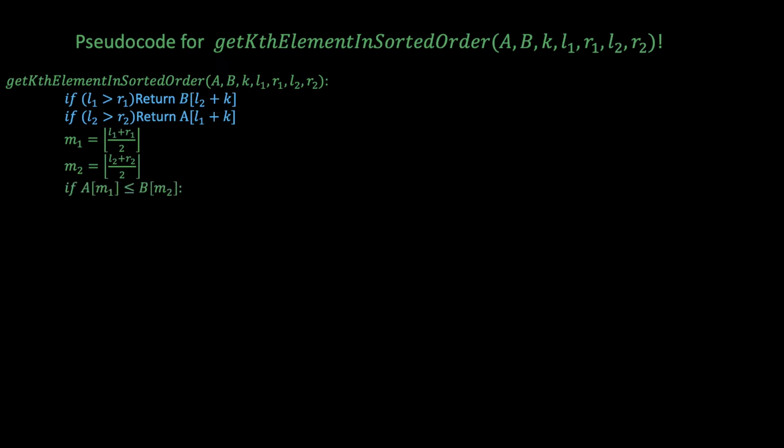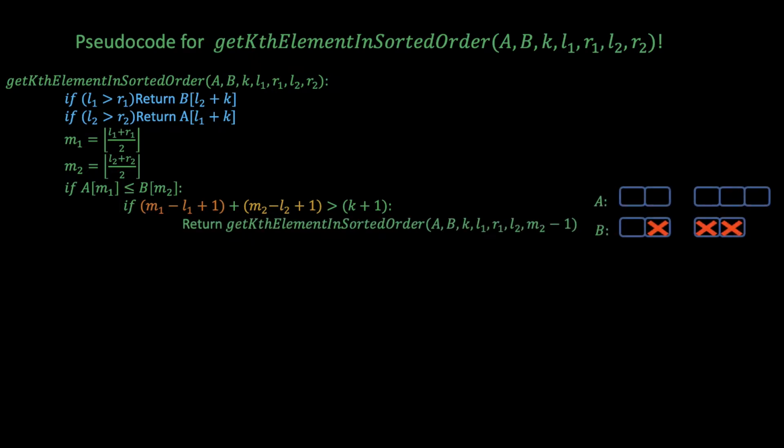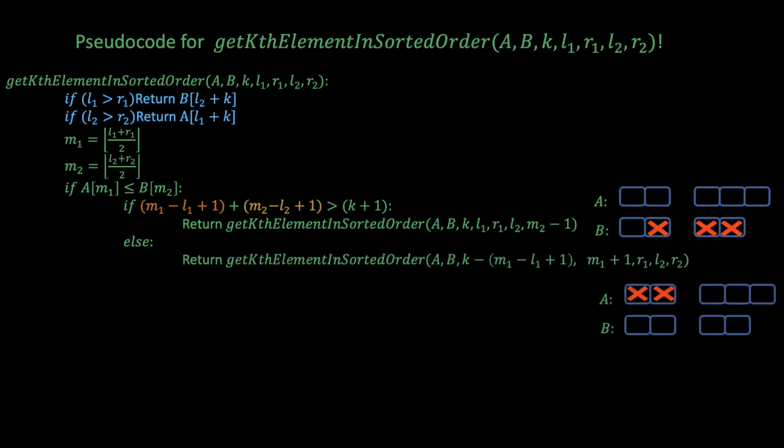If the value of A's pivot is smaller than the value of B's pivot, and the number of elements in A and B's left side is greater than K, then we delete the second half of B and recursively call get kth element in sorted order with arguments A, B, K, L1, R1, L2, and M2 minus 1. If, on the other hand, the number of elements in A and B's left side is smaller than K, then we delete the first half of A and recursively return the function shown.